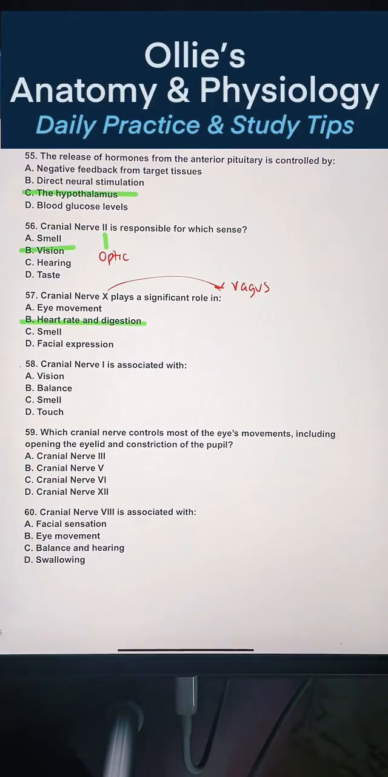Cranial nerve 1 is associated with what?